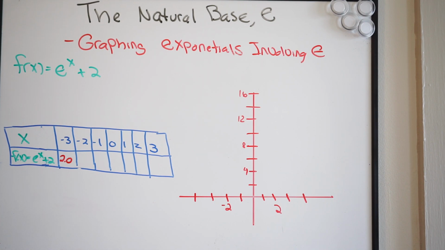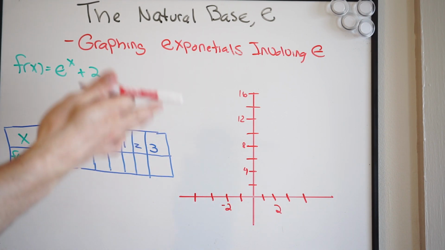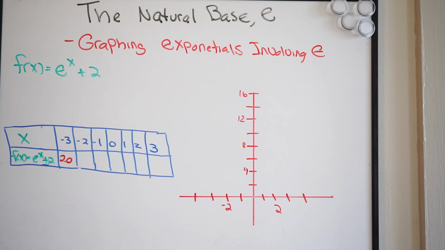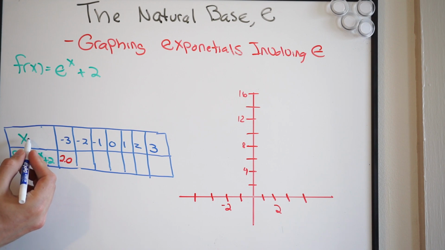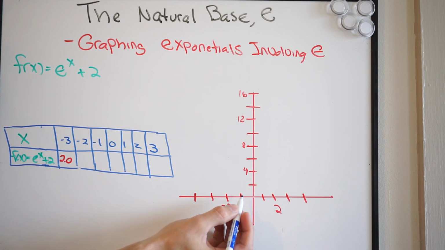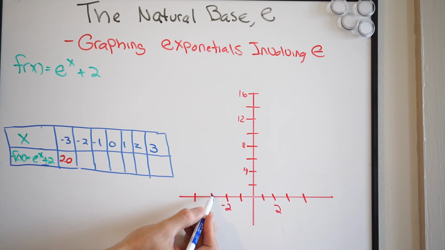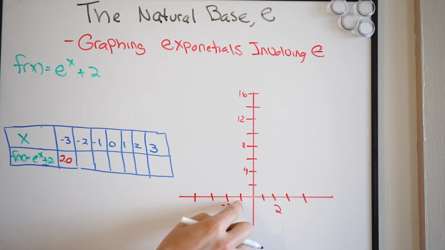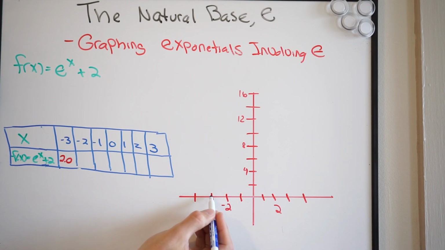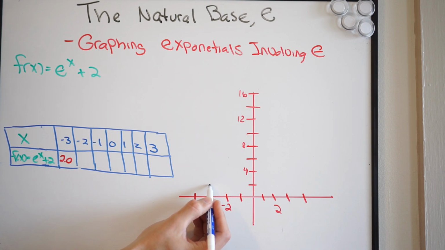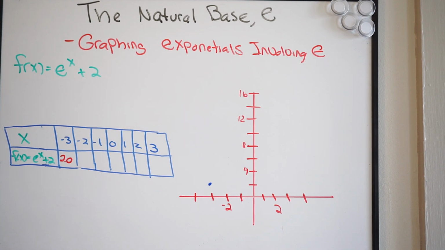As I'm doing this, I'm just going to make the points on my graph. So let's go ahead and do that. When x is negative 3, the function is 2. So we're going to go over negative 3. On the x, we're going by 1s, and then we're going by 2s on the y. So we go over negative 3, and then up 2. At this point right here, we're going to make a dot. Let's move on to the next one.